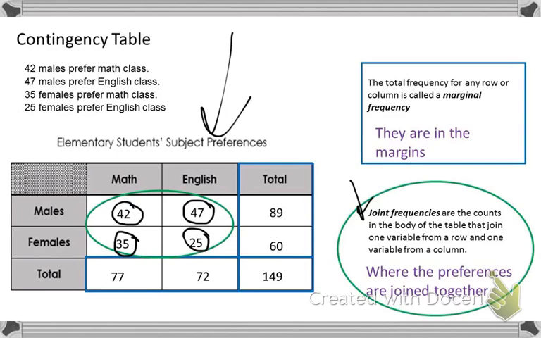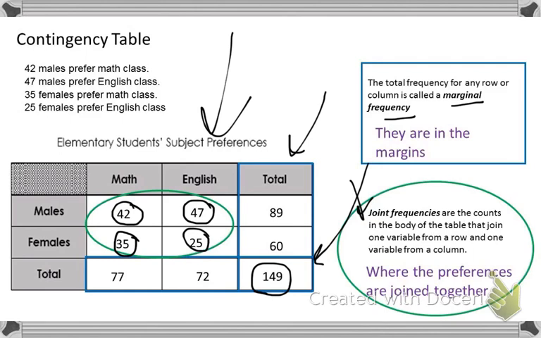The other area is called your marginal, and you can think of it as they're in the margins. So marginal frequencies are where your totals are going to be. So I added for males 42 plus 47 and got 89. 35 plus 25 for females and got 60 females. So 89 males, 60 females were surveyed. For my total, there were 77 who liked math, 72 who liked English, for a total of 149 students who were surveyed.